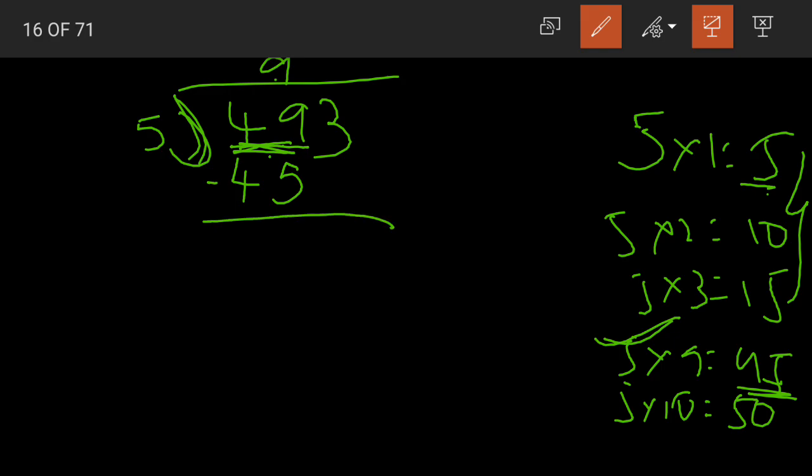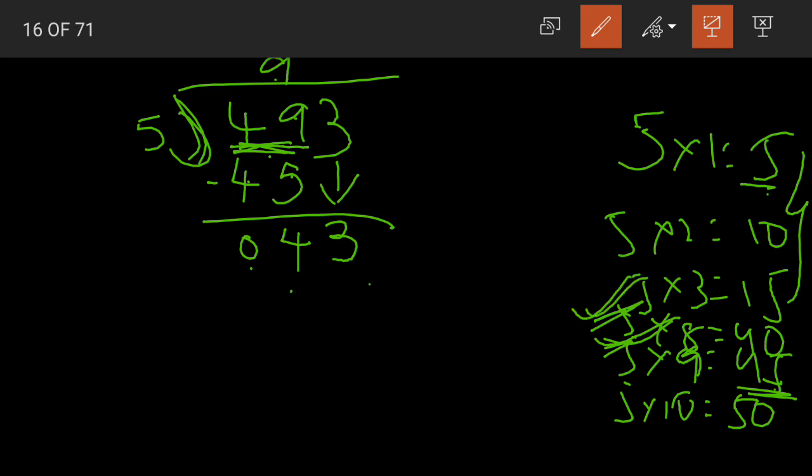45 will be written just below 49. We should subtract. 9 minus 5, 4. 4 minus 4, 0. What should we do, children? Next, bring the digit in ones place down. We have 4, 3, 43. Again, do we have 43 in fifth table? No, but we have 5 eights are 40 and 5 nines are 45. Which number should we go with? 40. Yes, go with the lesser number. 5 eights are 40. 8 becomes our quotient.